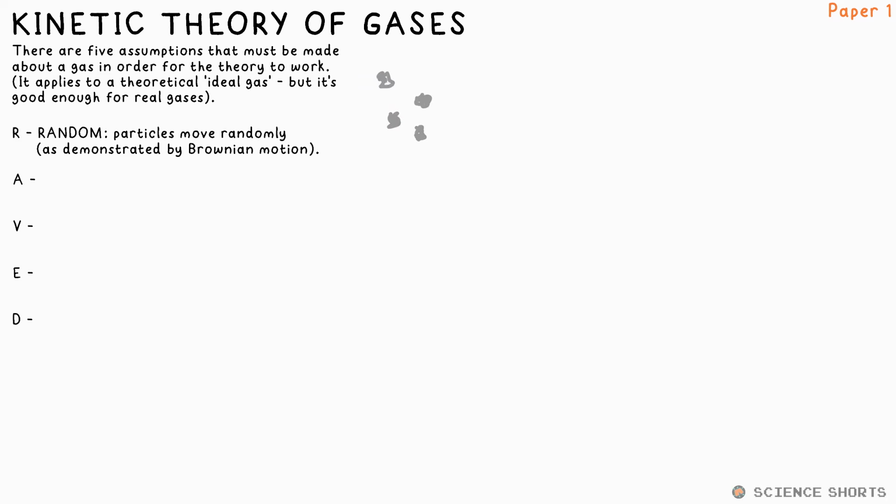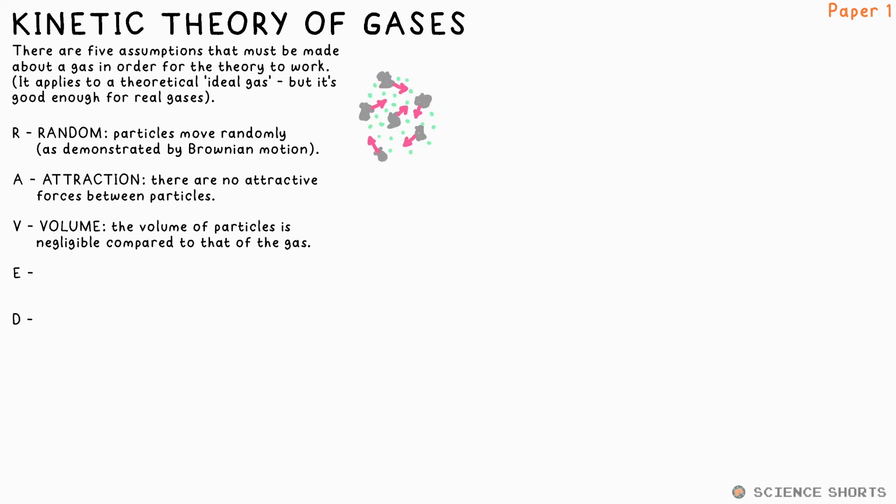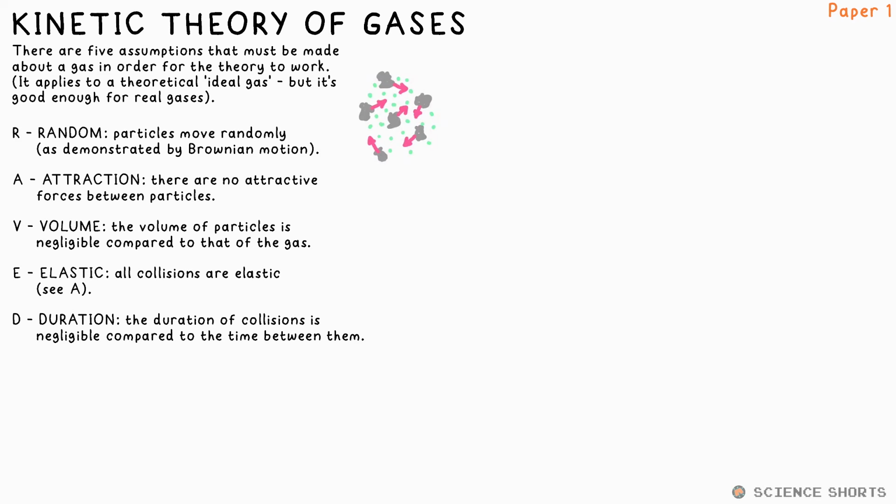That is the fact that if you put smoke particles under a microscope, you can see them moving randomly due to air particles colliding with them. A is for attraction, as in there is no attraction between the particles of the gas. V is for volume, as in the volume of the particles is negligible compared to the volume of the container they're in. E is for elastic, all collisions are elastic, and D is for duration. The duration of collisions is negligible compared to the time between collisions.